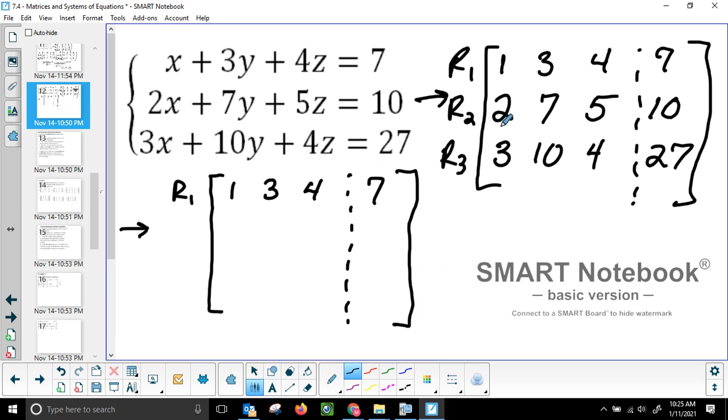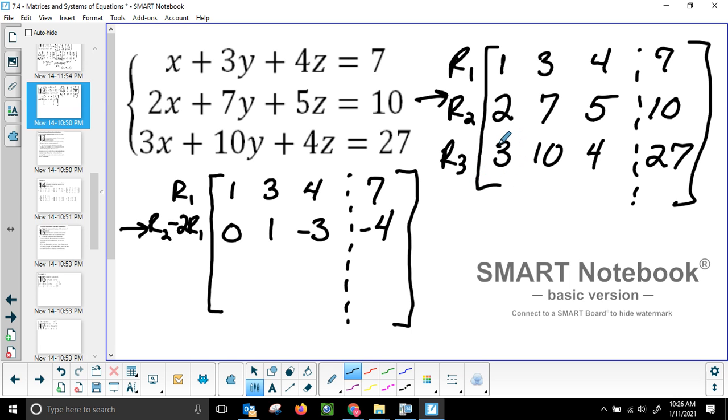I want this to be a 0, so I'm going to say row 2 minus 2 times row 1. So 2 minus 2 gives me the 0 that I want. 7 minus 6 gives me a nice 1. 5 minus 8 is -3. And 10 minus 14 is -4.